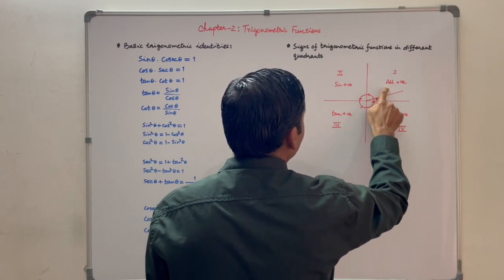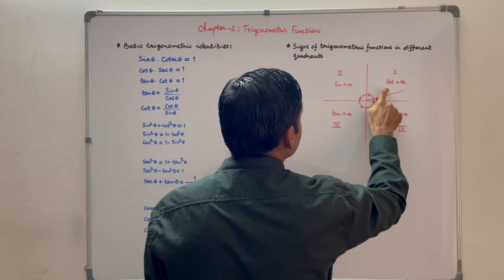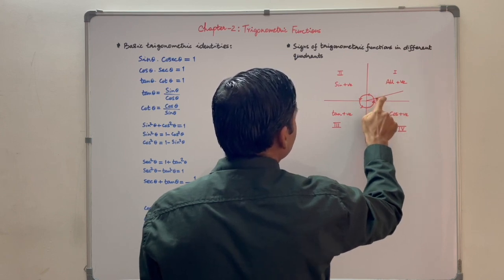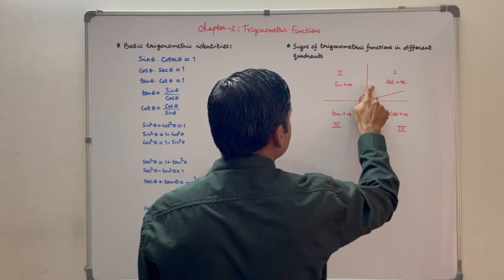In first quadrant, all trigonometric ratios will have positive value. Sin theta, cos theta, tan theta, cot theta, sec theta and cosec theta all will have positive value, where theta lies between 0 to 90 degrees.